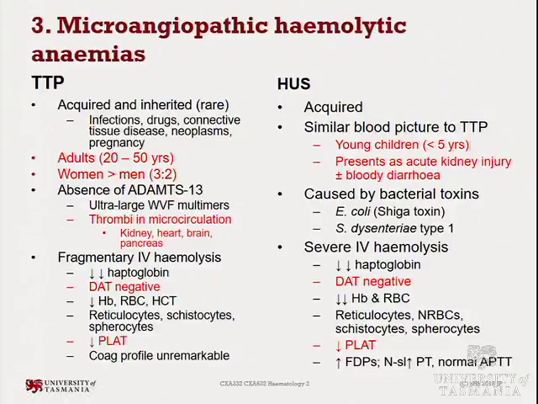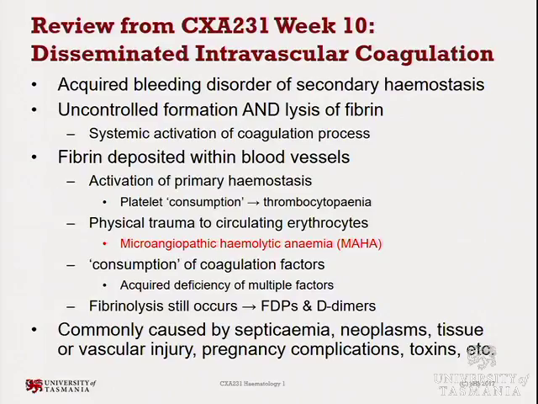Having said that, with some forms of hemolytic uremic syndrome, you can get abnormal coagulation that looks a little bit like DIC, but again, it's the clinical presentation and the population that's being affected that gives you the difference. So you can see here, commonly caused by septicemia, neoplasms, tissue, vascular injury, pregnancy complications. There's a lot about pregnancy. And again, we just get this uncontrolled formation and lysis of fibrin. So we end up with fibrin deposited within blood vessels, just like the other microangiopathic hemolytic anemias.